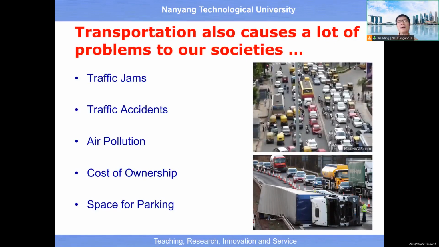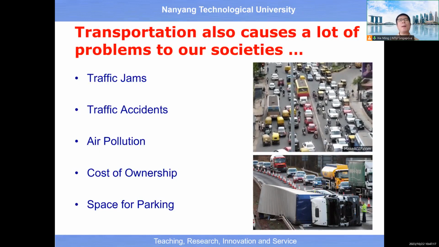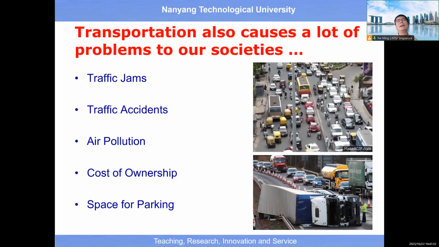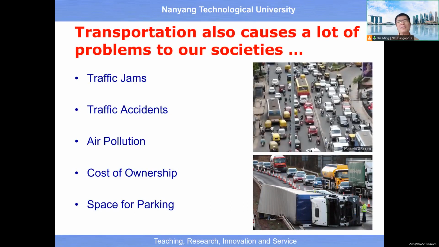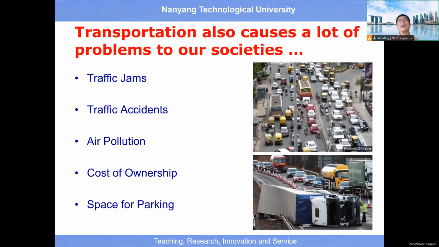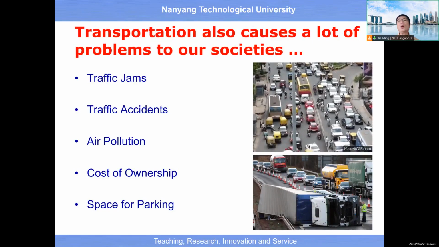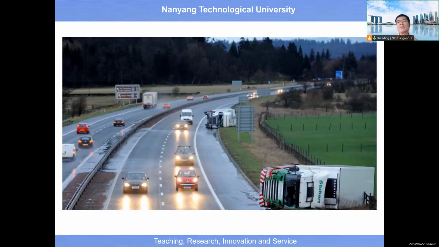minimize the negative impact of this, to eliminate this. But interesting enough, autonomous vehicles actually help to overcome these transportation system problems. Okay. And car accident, I guess every one of you knows, right?